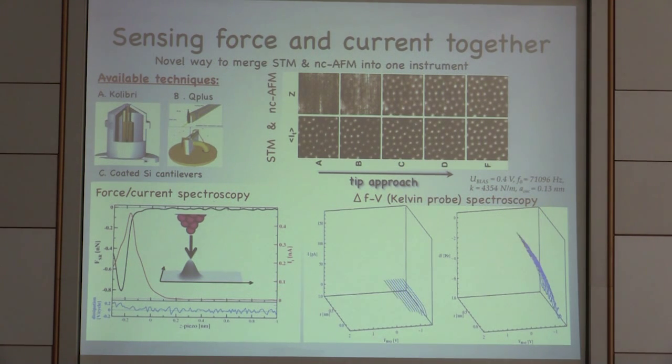Okay. So also, as I mentioned, these days we can do some kind of advanced spectroscopies where we approach the tip towards the molecule and we measure the current and the frequency shift as a function of the bias and the distance.